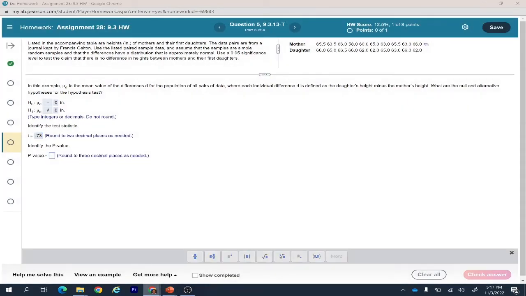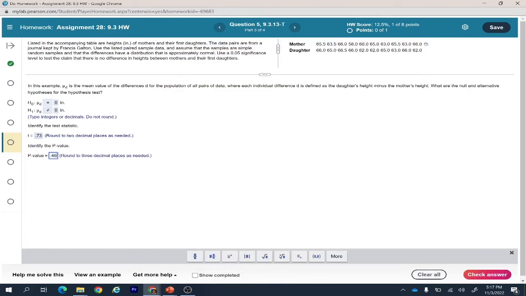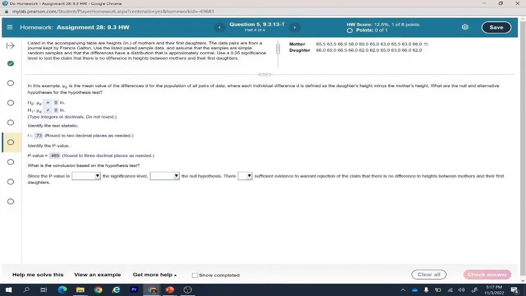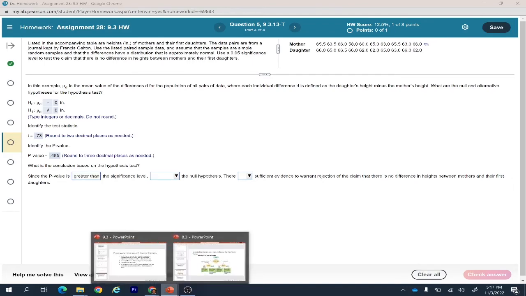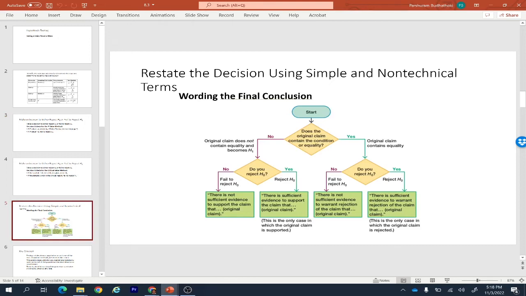Now what is the p-value? If you go back to that very same table here, the p-value is 0.485. And then finally, compare this p-value with the significance level, which is 0.05. As you can see here, this is greater than the significance level. So if you go back to your previous chapter, this is the result we have from the previous chapter, which is if p-value is greater than alpha, the significance level, then fail to reject the null hypothesis. Okay, so this is the conclusion we're going to make.